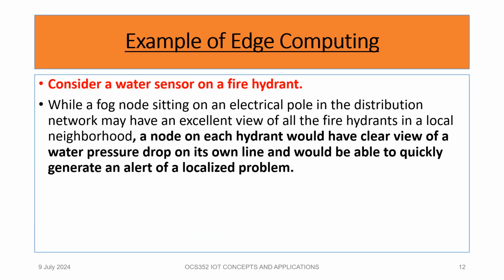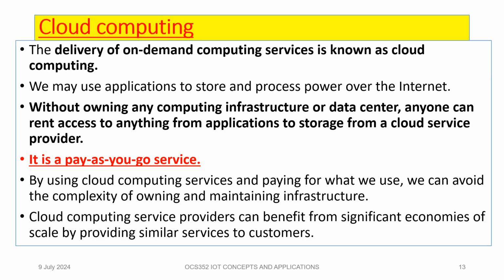Example of edge computing: consider a water sensor on a fire hydrant. While a fog node sitting on an electrical pole in the distribution network may have an excellent view of all fire hydrants in a local neighborhood, a node on each hydrant would have a clear view of the water pressure drop on its own line and would quickly generate an alert of localized problems.